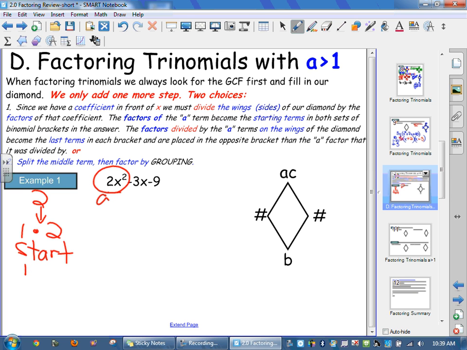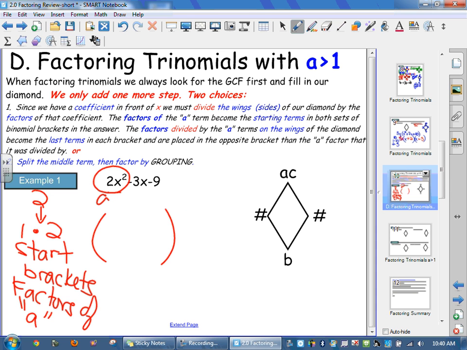Okay, your factors of A. And again, you're checking: can you divide out a GCF? In this case, nope, no GCF. Okay, so we know our brackets are going to start. Factors of 2 are 2 and 1. Factors of x squared, I put my x down beside my 2 and my 1.